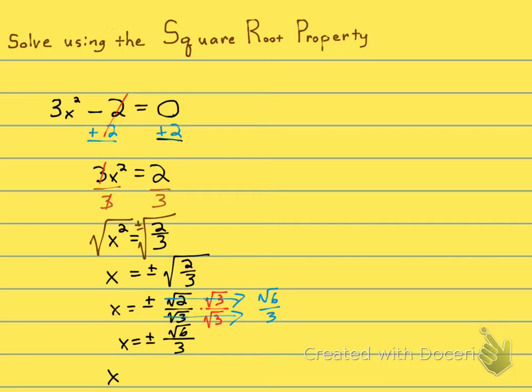Now, I make sure to write them out as two different answers, so I don't think it's just one. This is going to be square root of 6 over 3 and negative square root of 6 over 3. Okay, so not only did I have fractions, but guess what? I had to rationalize the denominator.